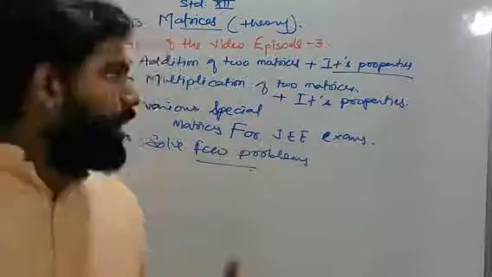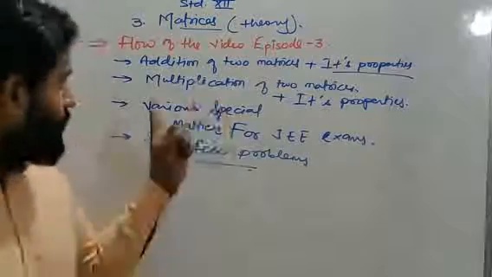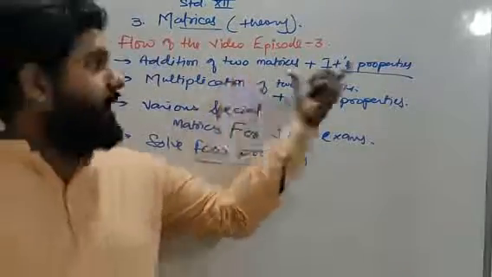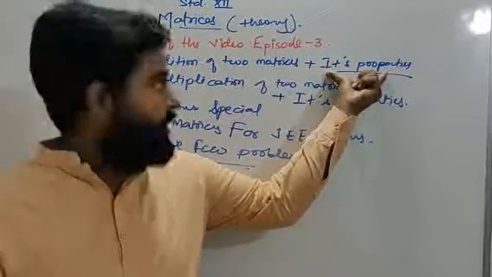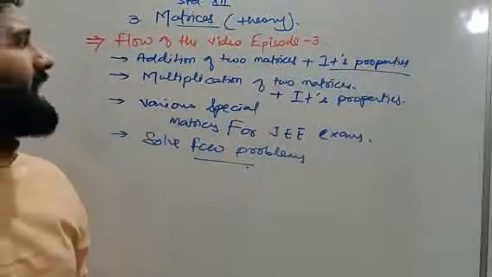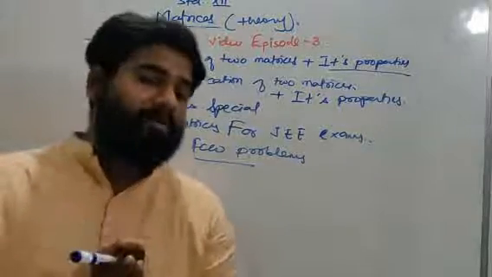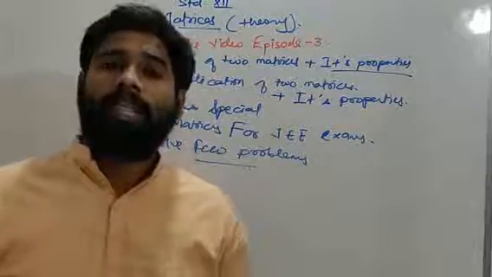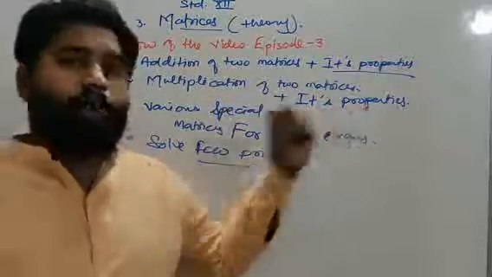So, what is our flow in this video episode number 3? First, we are going to learn about the addition of two matrices. That is very simple, but its properties are very important, and we are going to give more focus on these properties. Then the second one is multiplication of two matrices, how two matrices are multiplied. It is not the normal multiplication that we do in normal algebra. It is a different multiplication that we are going to learn, and its properties.